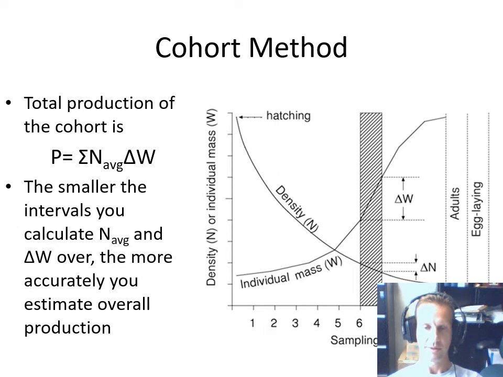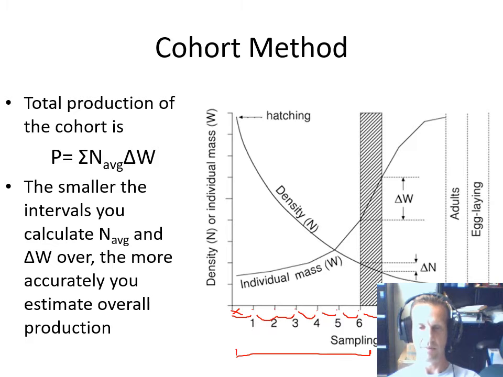So what we typically do to get more accurate measurements of production is, instead of just using one time interval, we use a whole bunch of time intervals, and we measure the population size N, and the typical weight of the individuals W, at each of these points in time. And then we can get a production estimate for each of these intervals, and then sum up all of those individual production estimates to figure out the overall production over a longer period of time, like a year.